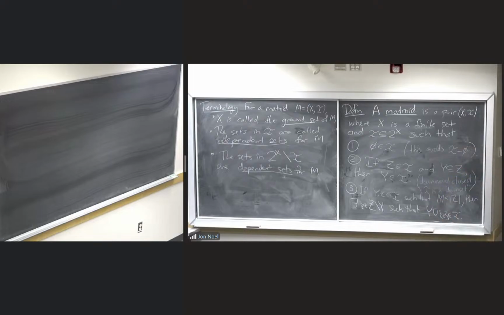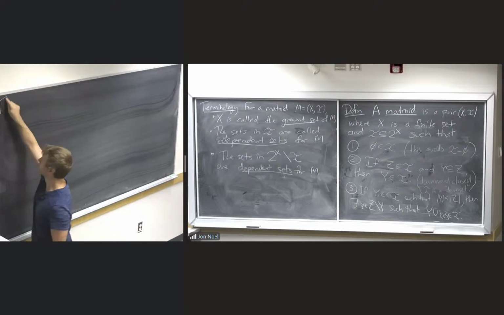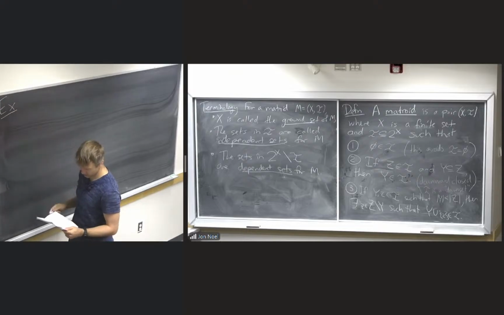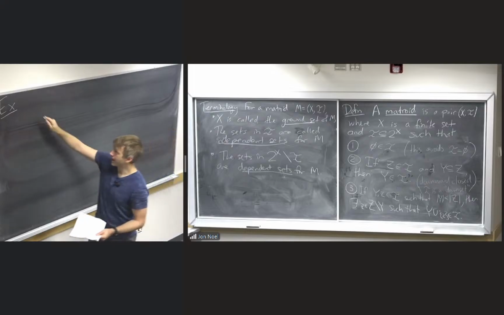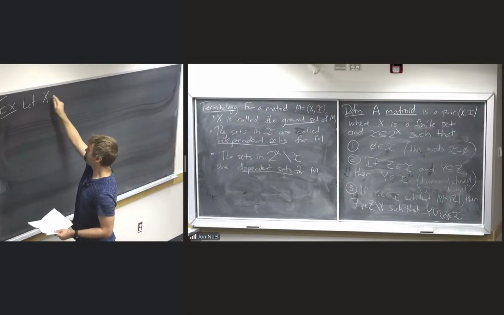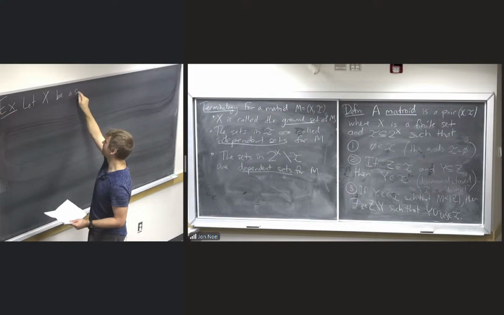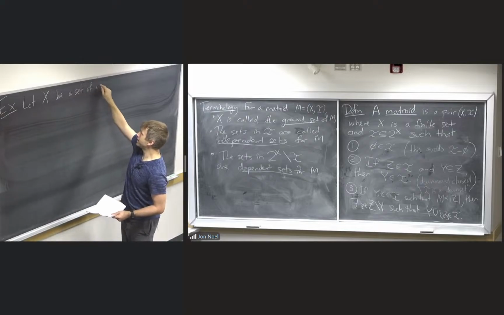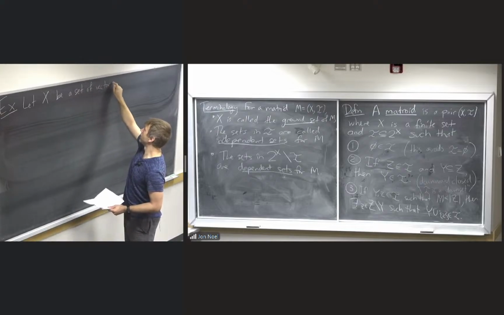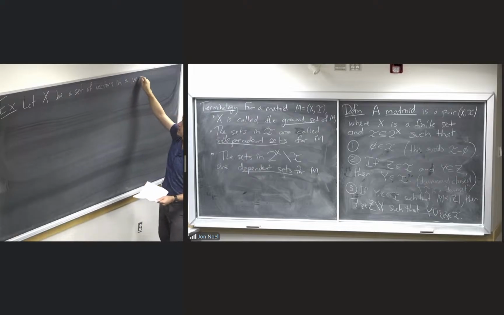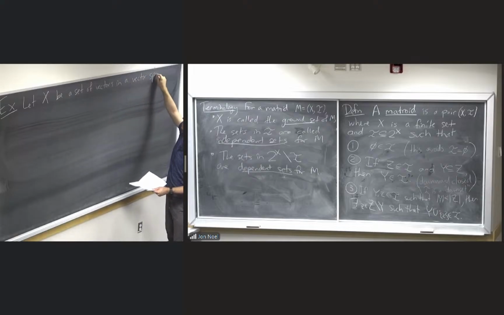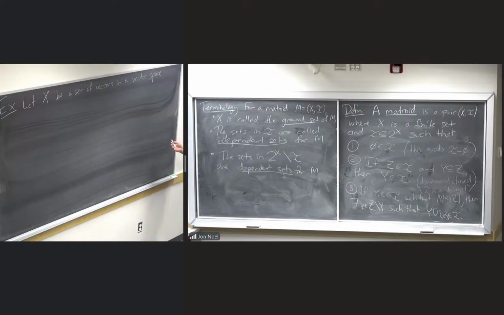So as an example, let X be a set of vectors in a vector space. It could be R^n, it could be a complex vector space or a finite vector space, like for a finite field. I really don't care what vector space it is, just any vector space.